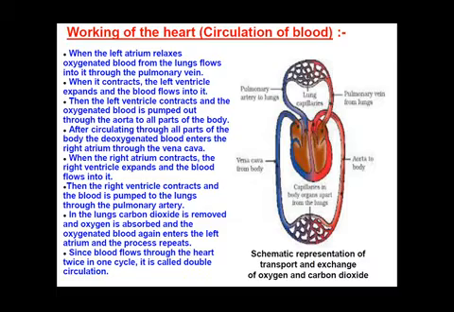The whole process repeats. So since the blood flows through the heart twice in one cycle in human beings, this is known as double circulation.